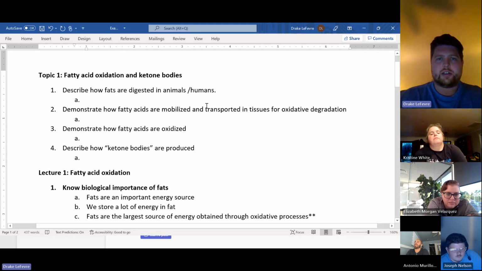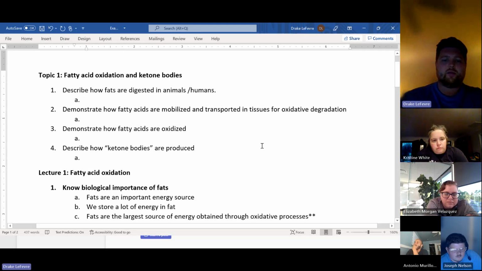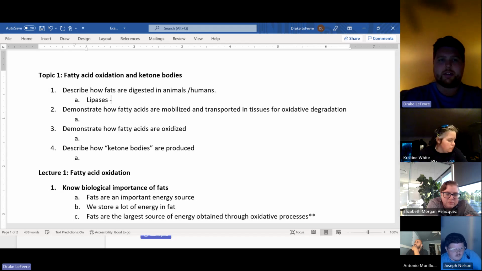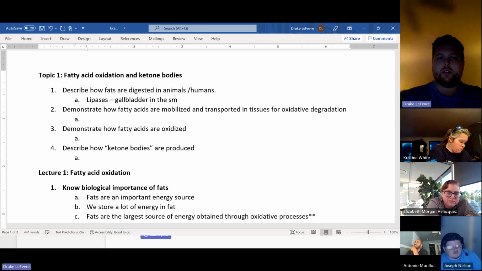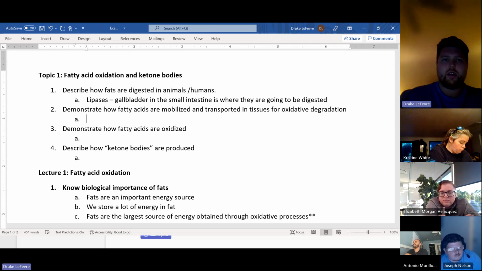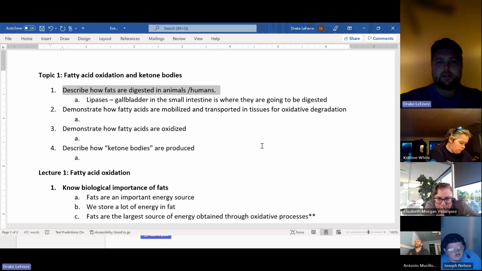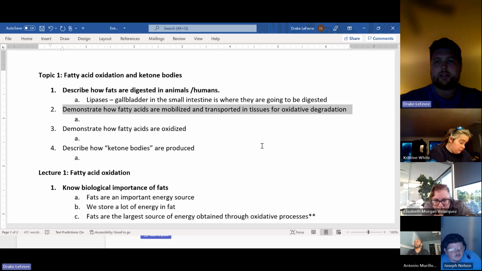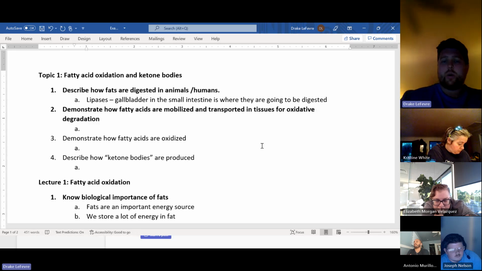How are fats digested in animals and humans? Roughly that whole process, we're going to have our lipases, specifically coming from the gallbladder in the small intestine, where they are going to be digested. How are the fatty acids mobilized and transported in tissues for oxidative degradation? We can almost follow the whole process now.